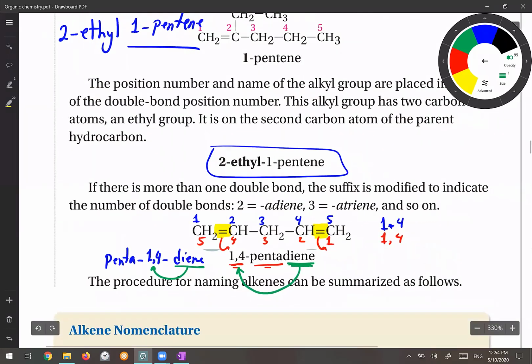Sir, I have a question. If there's an alkyne which has 2 triple bonds, will it be like, for example, pentadiyne? Diyne, exactly. We will have that example. Okay. Yeah, it would be like that.